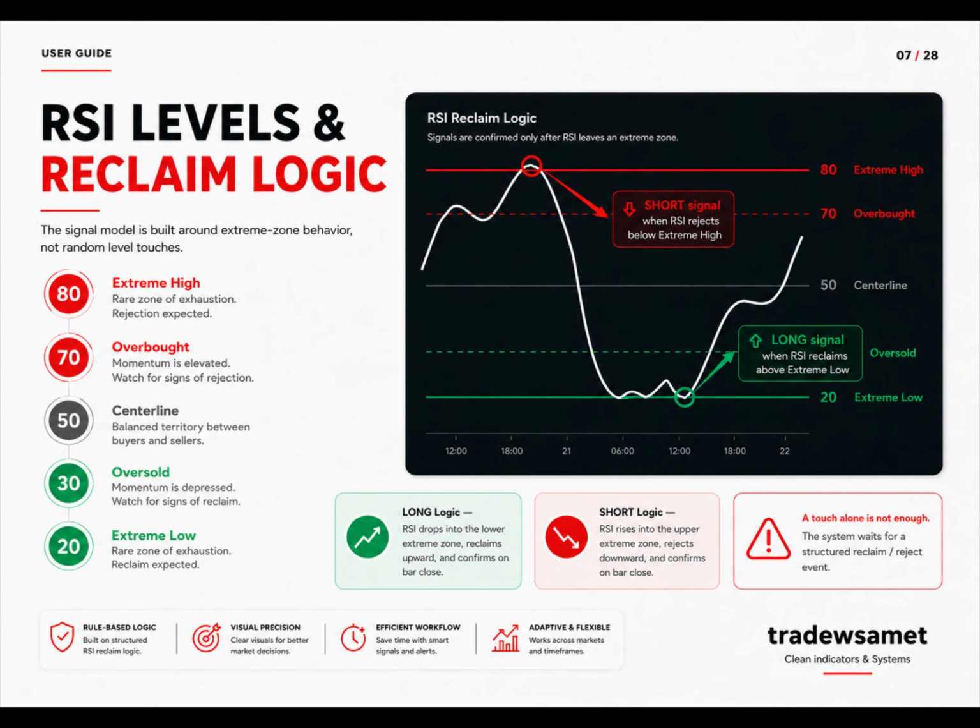A long setup is based on RSI moving into the lower extreme area and then reclaiming back above the extreme low zone. A short setup is based on RSI moving into the upper extreme area and then rejecting back below the extreme high zone. A touch alone is not enough. The system waits for a structured reclaim or rejection event.